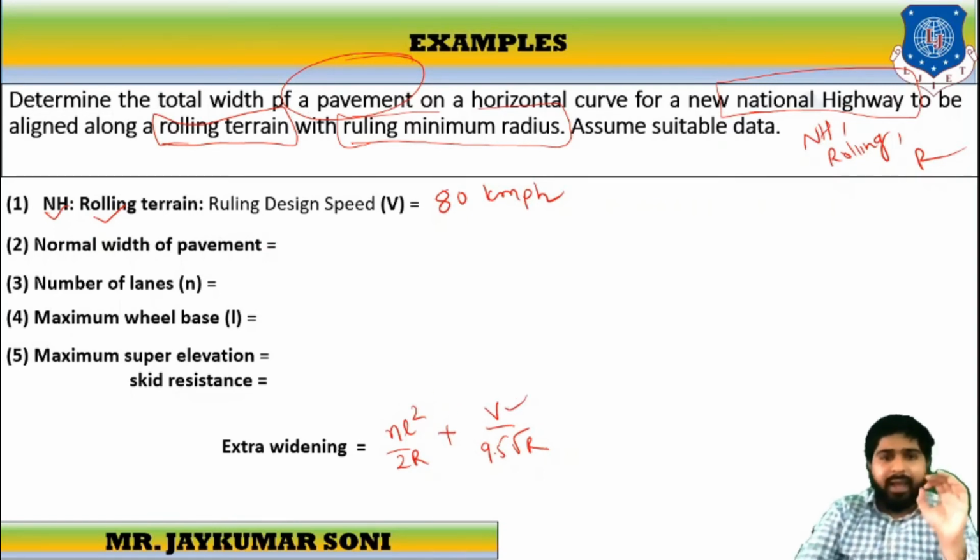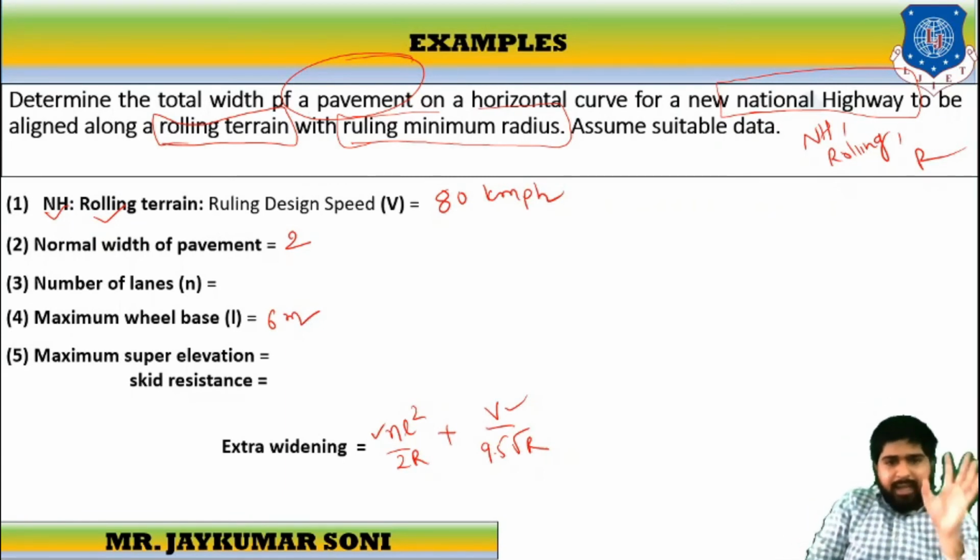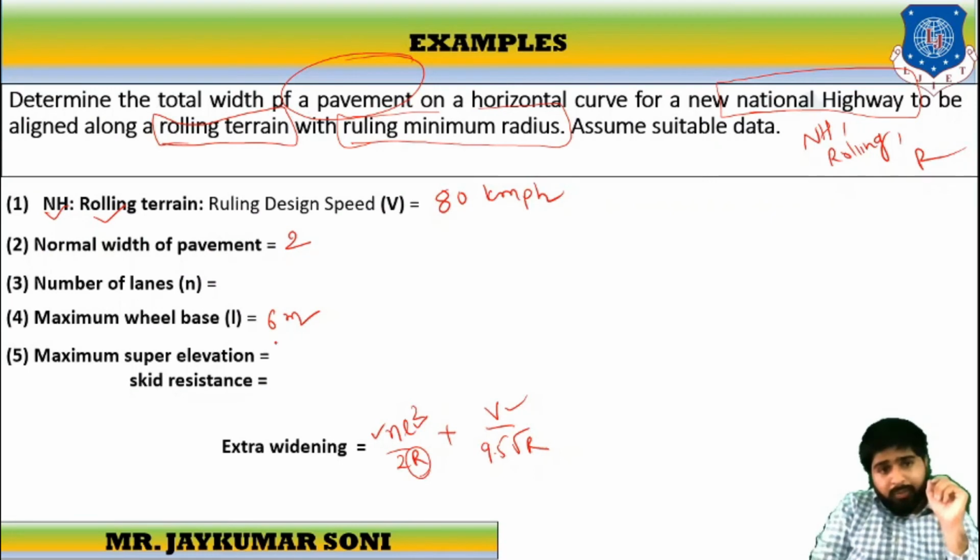Normal width of pavement, the NH will have minimum of 2 lanes. It will never be of single lane. So let us take it as 2. So we have N, the number of lanes. The length of wheelbase, let us consider as 6 meters. So let us take L as 6. Now we do not have the value of R, but we have NH. So we can consider the criteria of maximum super elevation, and in maximum super elevation's equation we are able to get the value of R. So we will do that way.